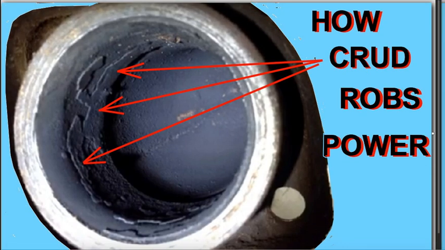Of course, the crud I'm referring to here is the crud inside an exhaust pipe. This is the header of a pipe. Let me tell you the sequence of what happened here.